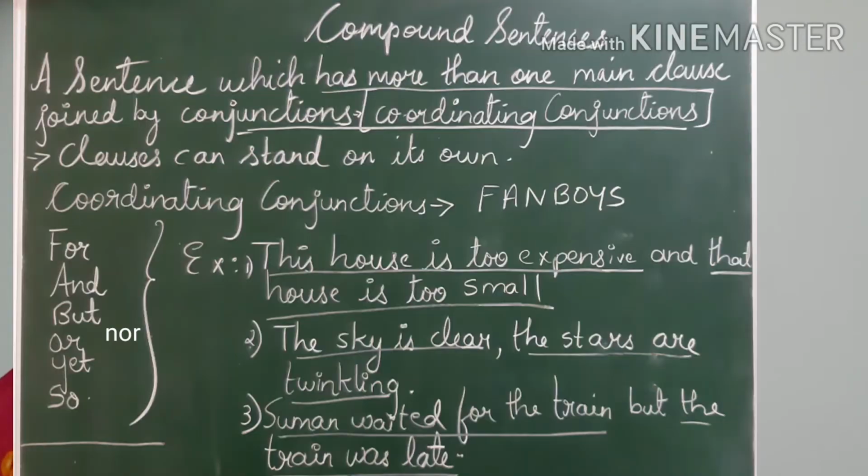It has also more than one finite verb. In each independent clause there is one finite verb. So a compound sentence is a sentence which has more than one main clause. Also each clause has one finite verb and the conjunctions are used here to join sentences. That is, one independent clause with the other independent clause, a conjunction is used to join.